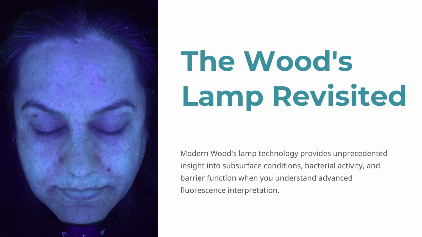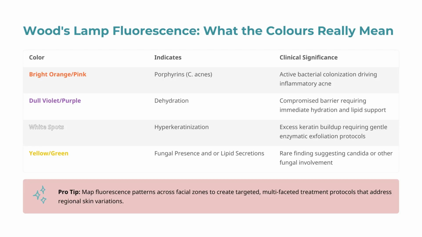Most professionals own a Woods lamp, but very few are using it to its full diagnostic potential. Traditionally, it's been used to spot obvious pigmentation. Once you understand advanced fluorescence interpretation, it becomes an extremely powerful tool for assessing bacterial activity, hydration status, and barrier compromise, including loss of structural integrity. For example, a bright orange or pink fluorescence typically indicates porphyrins, which is a byproduct of your C. acnes bacterium that points to an active bacterial environment in inflammatory acne.